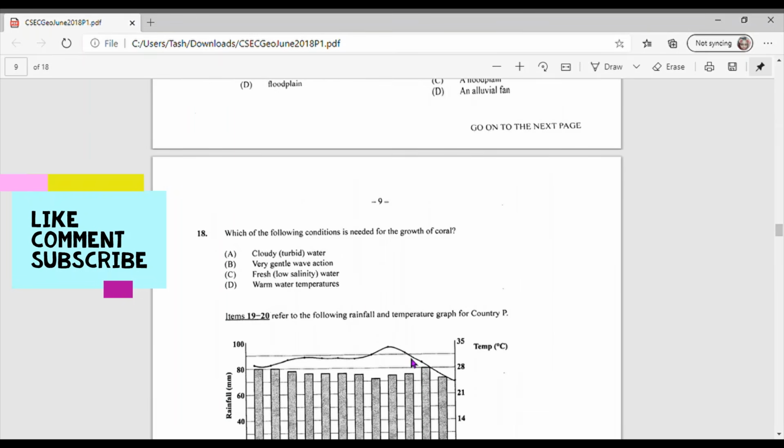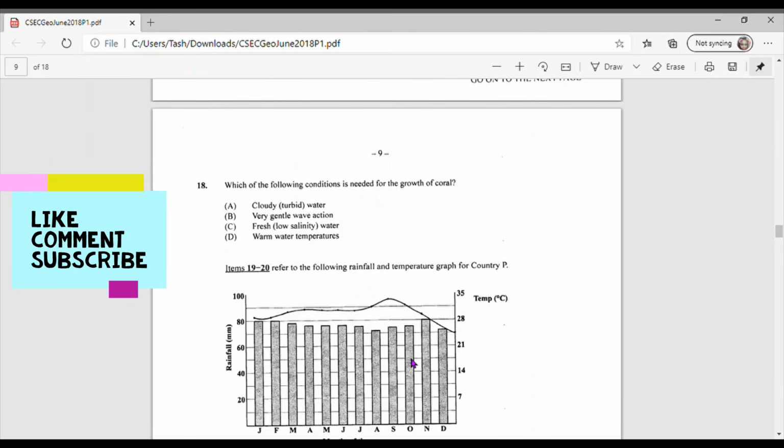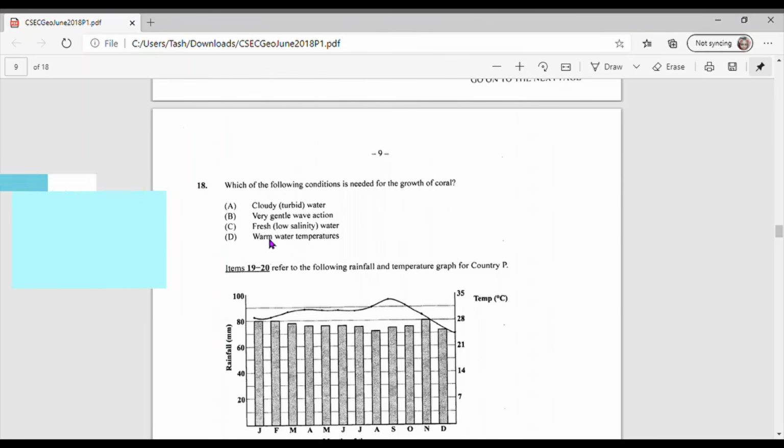Number 18. Which of the following conditions is needed for the growth of coral? A. Cloudy or turbid water? No. B. Very gentle wave action. C. Fresh, low salinity water. D. Warm water temperatures. The answer for 18 is going to be letter D. Corals need warm water temperatures in order to grow.